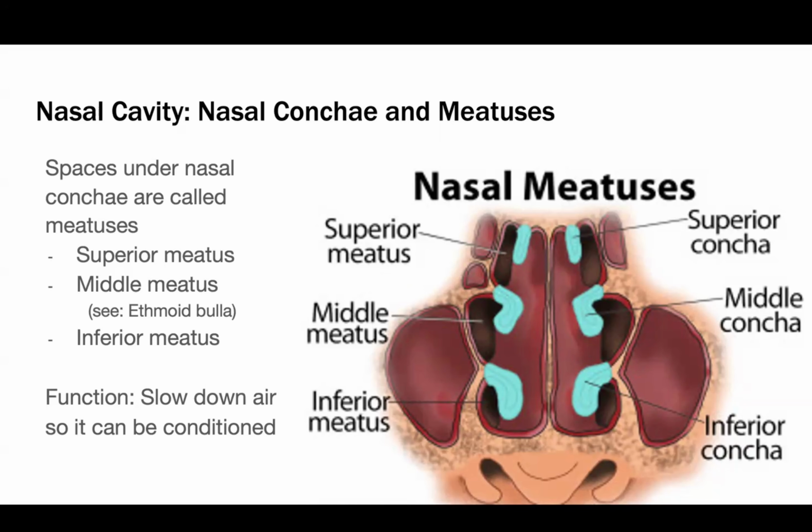Now, here's why they matter. The conchae and the meatuses are slowing down incoming air. Instead of letting air shoot straight through, air is going to swirl around these turbine-like structures and give it time to warm up. It's going to pick up some moisture and drop off any gunk or particles that it might be carrying. It's kind of like a mini climate control center.